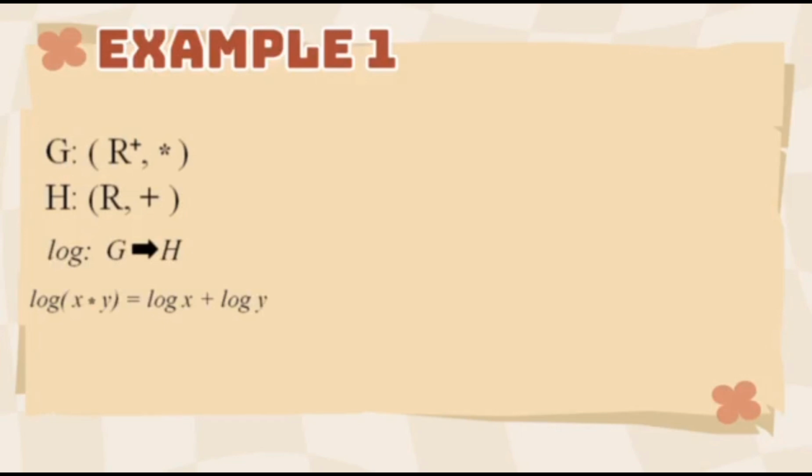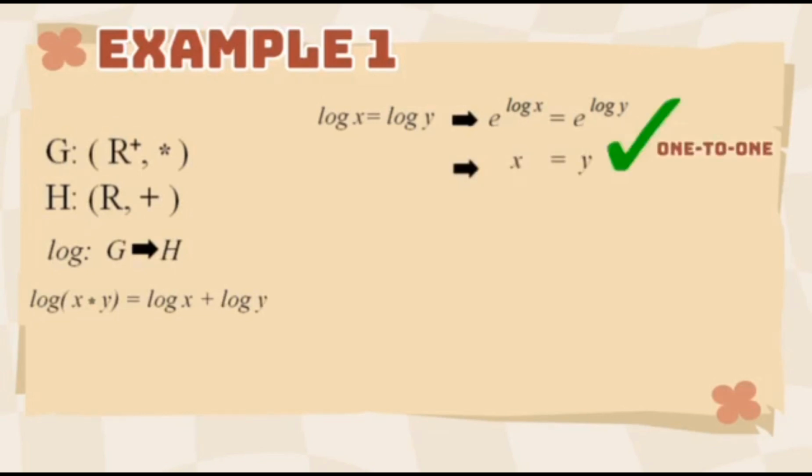Let's check first that this function is one-to-one. Suppose that log of x is equal to log of y. Since the logs are equal, e to each power is equal too. This simplifies to x equals y. So, this function is one-to-one.